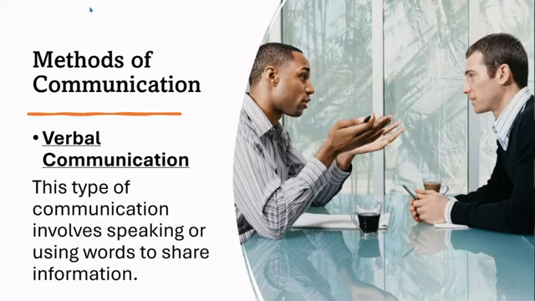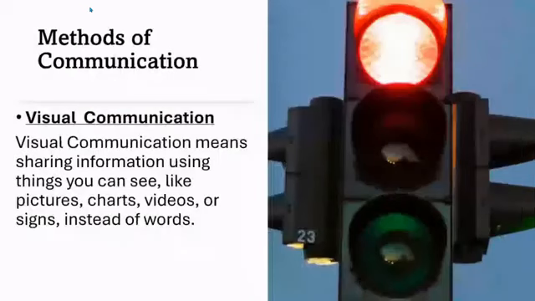The next one is visual communication. Visual communication means sharing information using things you can see, like pictures, charts, videos, or signs instead of words. So take for instance the stoplight sign right there. We're not seeing any words written on this sign. Nobody's there talking. But we do know that each of these lights signifies something. So whenever the red light comes on, then all the vehicles will stop.